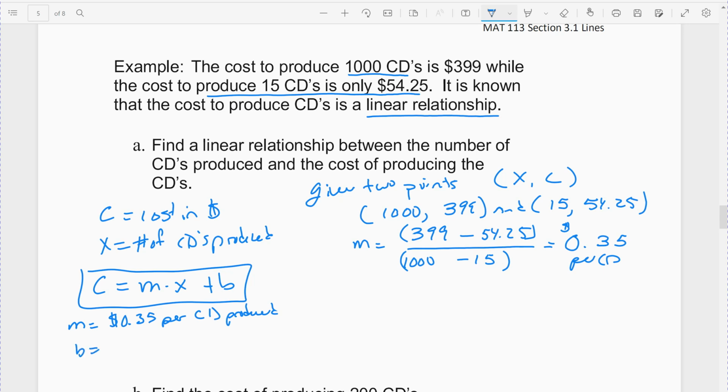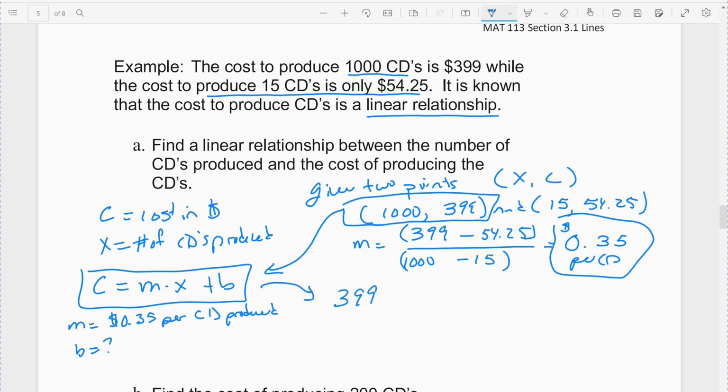Now I need Y-intercept. So again, it's up to you how you want to find the Y-intercept. I usually just pick a point and plug it in, and so I'm going to pick the first point. And then I know this is slope. So just make sure you're careful when you plug it in. Cost is the $399. X is the items, which is the 1,000. So when you plug them in here, it's going to be $399 equals slope of 0.35 times 1,000 plus B. And then I'll solve for B.